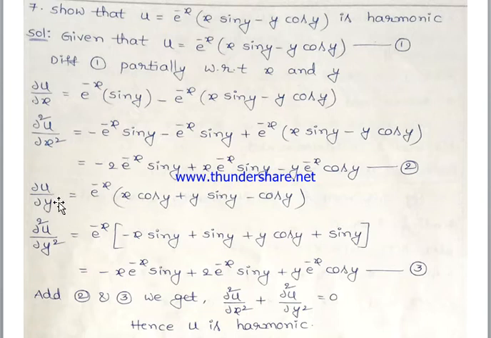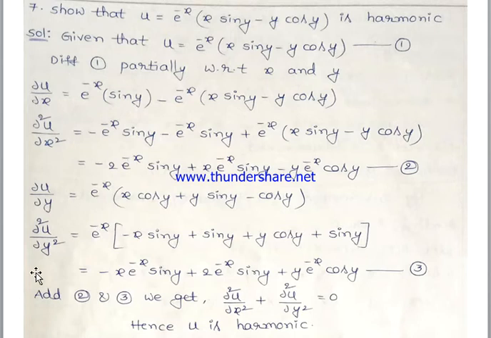Next, going to ∂u/∂y. Here x terms are constants, so we can find the derivative only for y terms. e^(-x) is constant, keep it outside. The derivative of x sin y, x constant, sin y derivative is cos y, plus y cos y derivative by using the formula uv' + vu'. Cos y derivative is -sin y, so minus of minus plus y sin y. Next we write plus into minus, y derivative is 1 into cos y, so minus cos y.